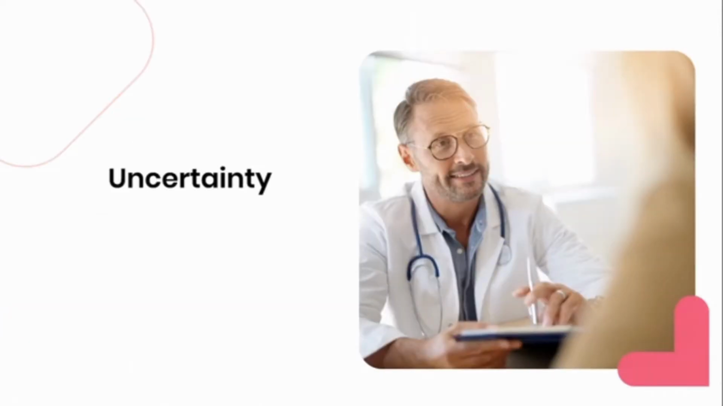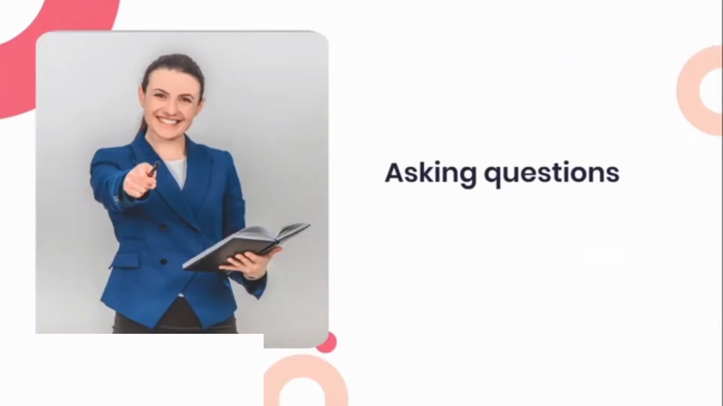Let's start with uncertainty. When we are unsure about what we are saying, we use rising intonation. Listen to how my voice rises. I'm not sure, but I think he's a doctor. Another reason we use rising intonation is when we ask questions. For example, do you have a spare pen?